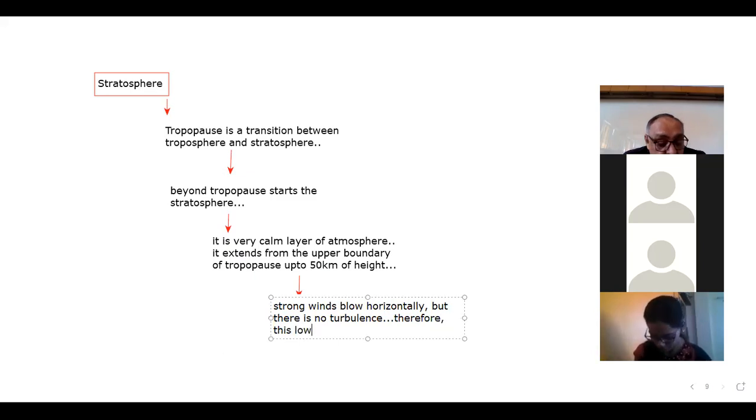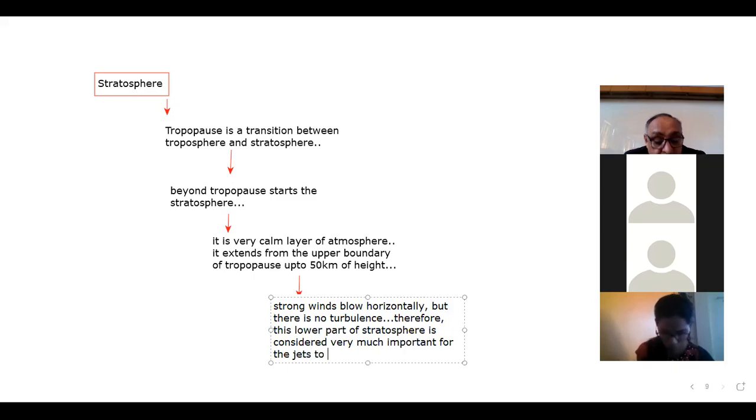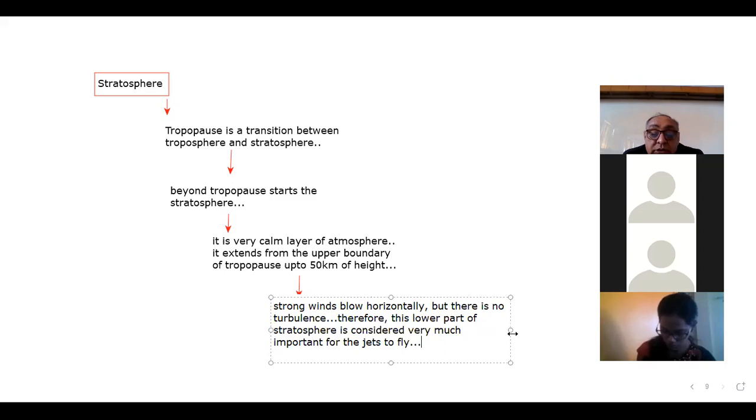And therefore this lower part of the stratosphere is considered very important for the jets to fly, because there is no turbulence. Only horizontal flow of winds is there. So that's why this is an ideal height for the jets to fly. That is a very important thing here.